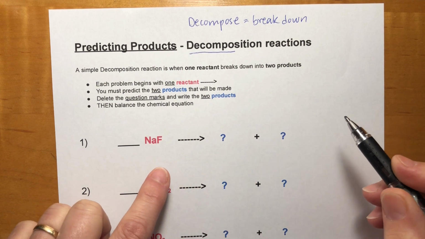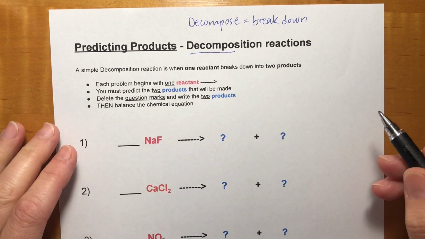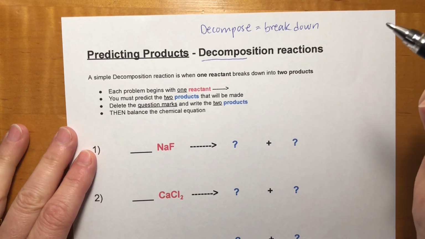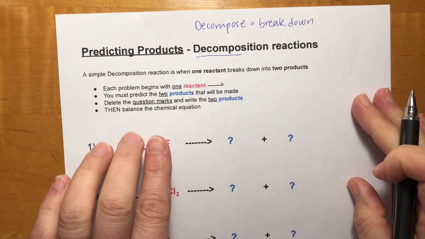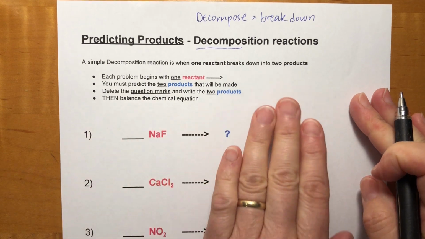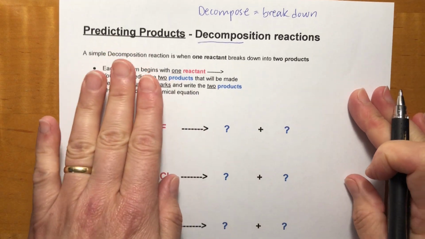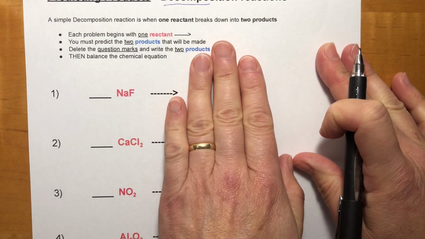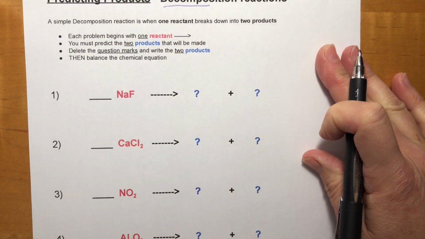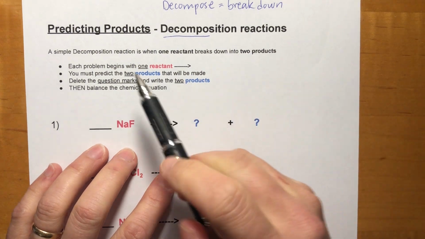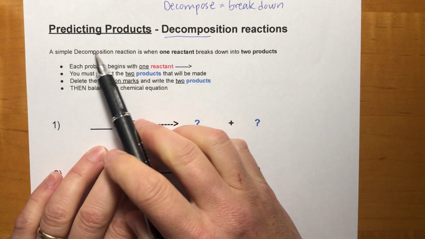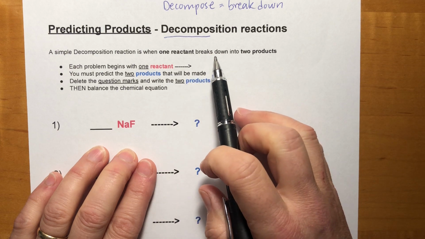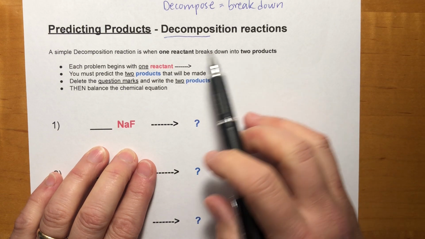And don't forget, when you look at a reaction, you have reactants on the left side of the arrow and products on the right side of the arrow. So these are all in the red here. These are all the reactants. And what's on the right side of the arrow are all the products. So it says here, a simple decomposition reaction is when one reactant breaks down into two products.